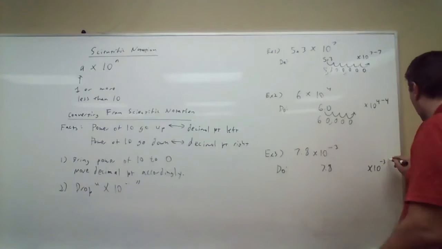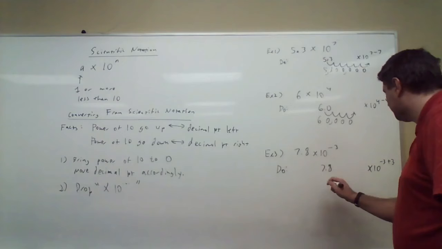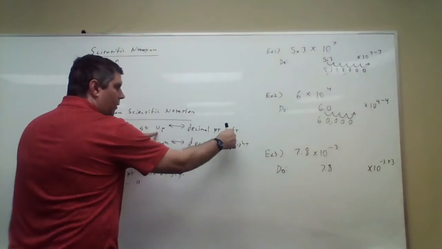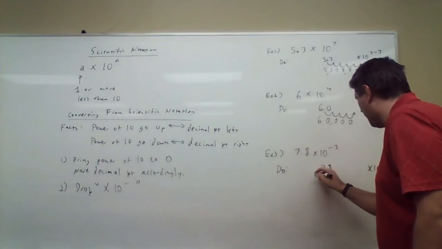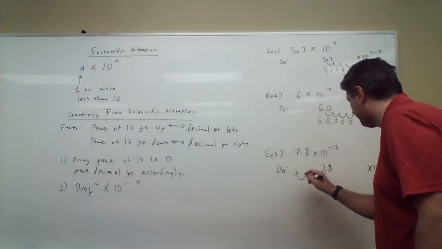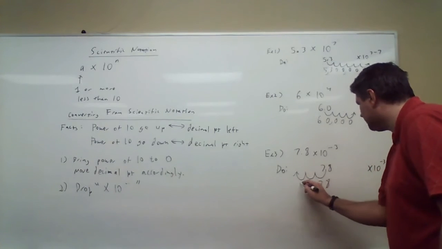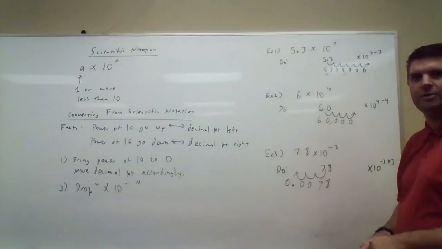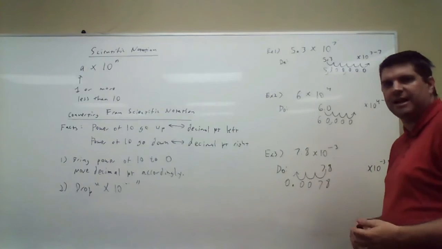Now to get to 0, we need to go up 3. Okay? So if we're going up, the decimal point needs to go left. So 1, 2, 3. 7, 8, 0, 0, decimal point, and then I'm going to put a 0 before it. Okay? And that is how we convert from scientific notation.